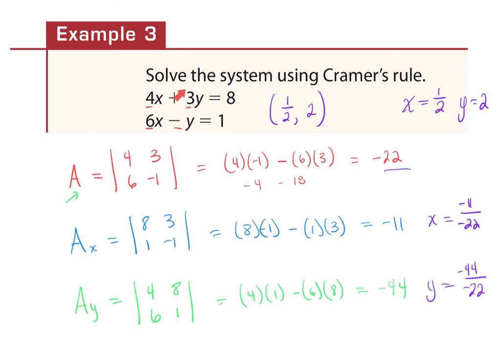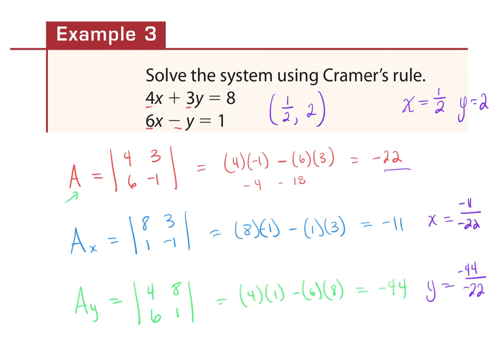Then I could plug my x back in and solve for y. All right, and if you did that, you would get positive 1/2, positive 2 as your x and y. You could solve by substitution. You could subtract the 6x over, divide by negative 1, and plug it in. And then you could solve for x. X would be 1/2, plug it in, and you would get a y.